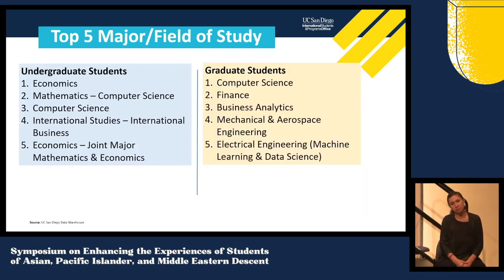Just to share what our students are studying, and for those of you that might be from those departments, you can see that our undergraduate students are predominantly, yes, in the STEM fields. But econ is the #1 major for our international undergraduate students, then followed by math, computer science, and then you'll see on the graduate side, there are a lot of students in computer science, also at the Rady School of Management with finance and business analytics, and of course the Jacobs School of Engineering.